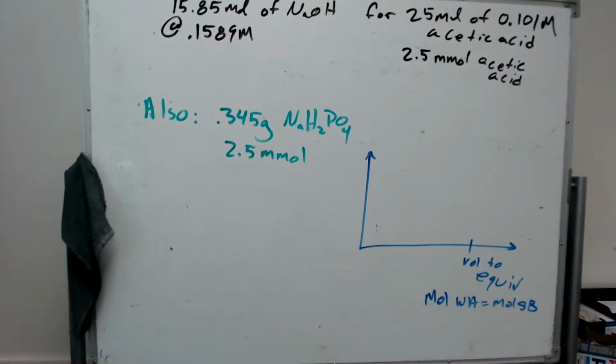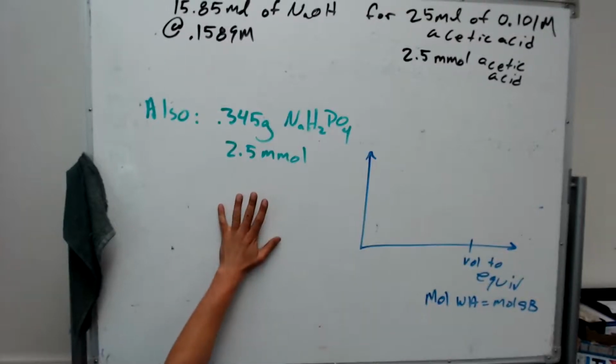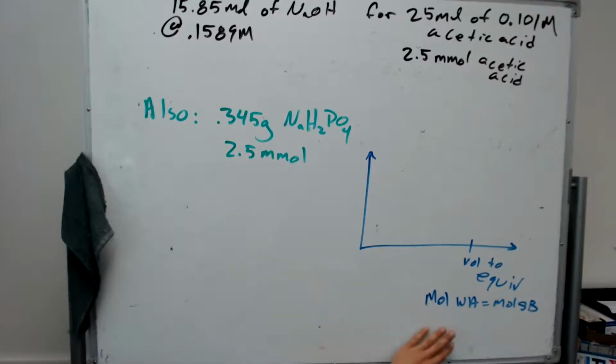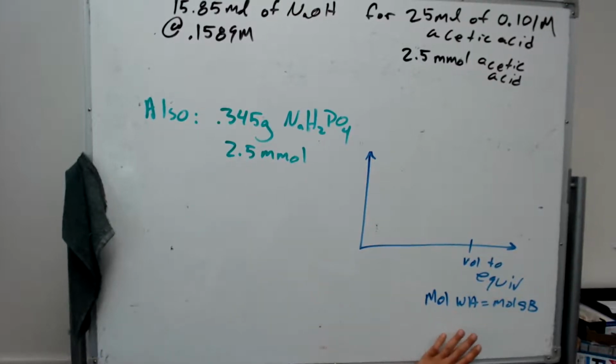We use this idea that the moles of weak acid are equal to the moles of strong base, if they're both solutions. This one's a solid, so we have to be careful about using those shortcuts. The real definition is just the moles of weak acid equal the moles of strong base.